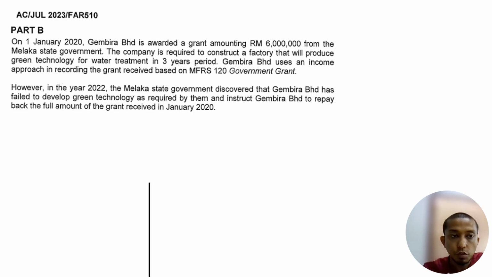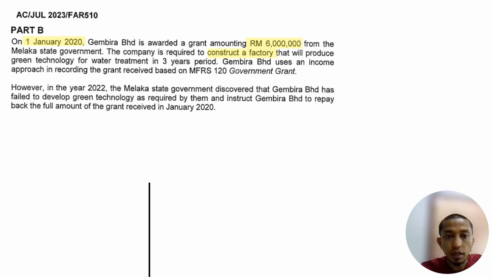So the first question we are going to discuss is a past year question, July 2023. You can check your July 2023 question. Let's proceed with the question. On 1st of January 2020, Gembira Berhad is awarded a grant amounting to 6 million from the Malacca state government.